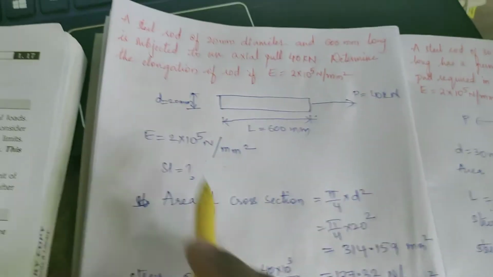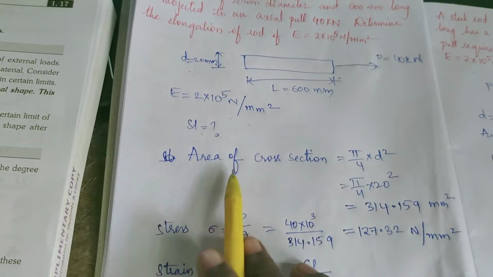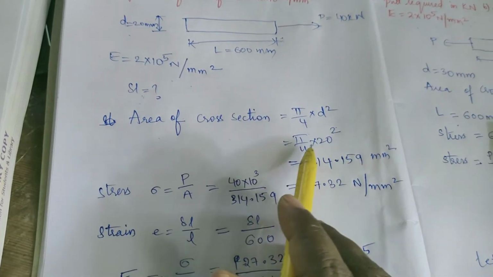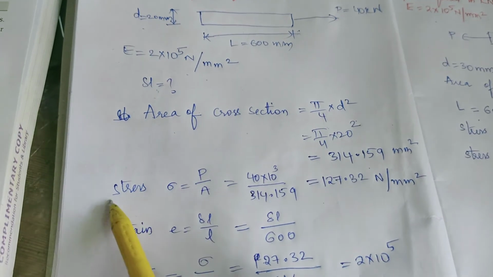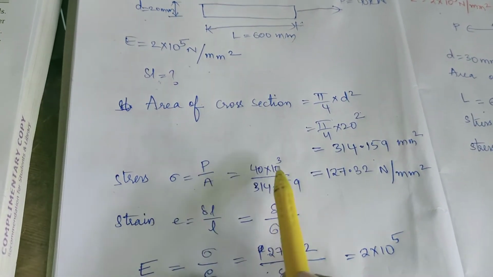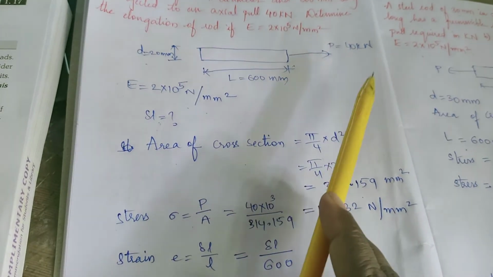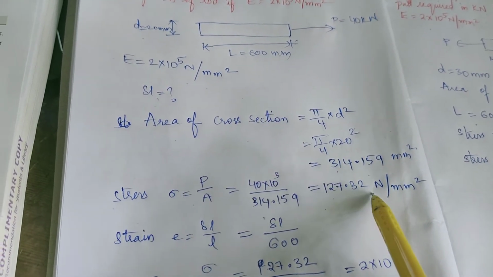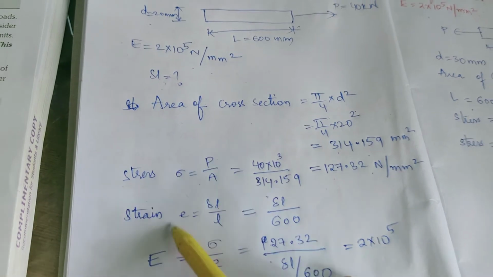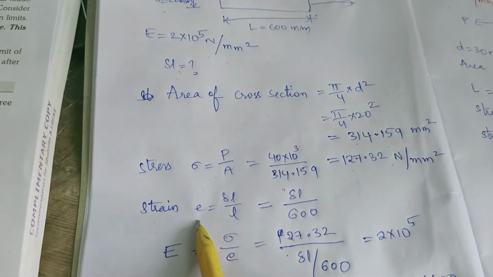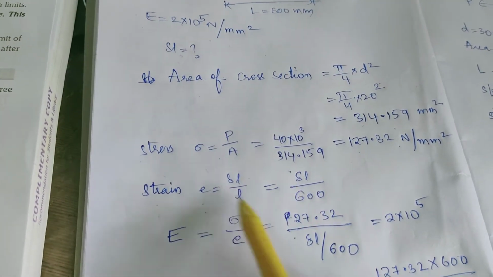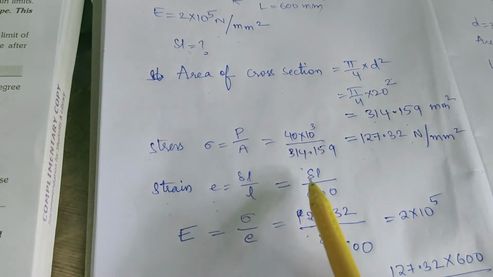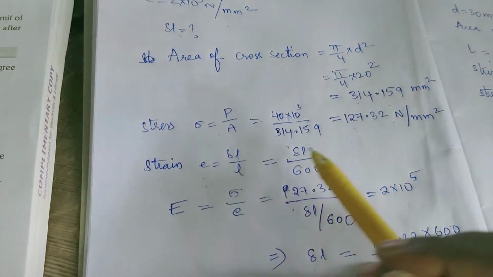So first we have written the given data. We have found area of cross section by making use of the diameter. Then after we took the stress formula, load by area, and we know already the load, it is 40 kilonewtons, and area we got already. So from that we found stress. Then after we took strain. So strain is equal to delta L by L, that is change in length by original length. So delta L is the thing which we need to find.